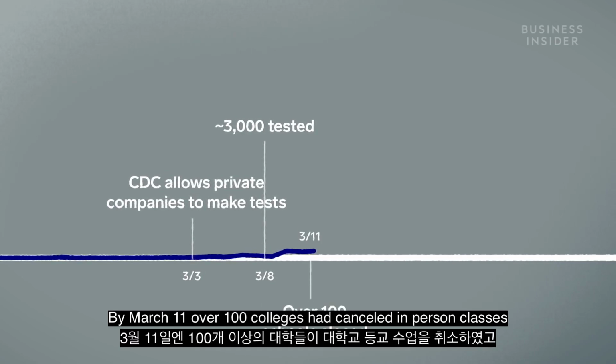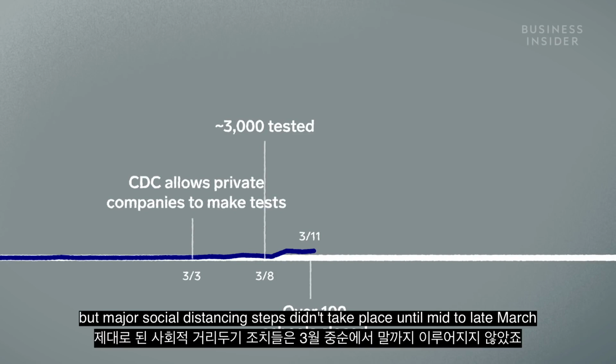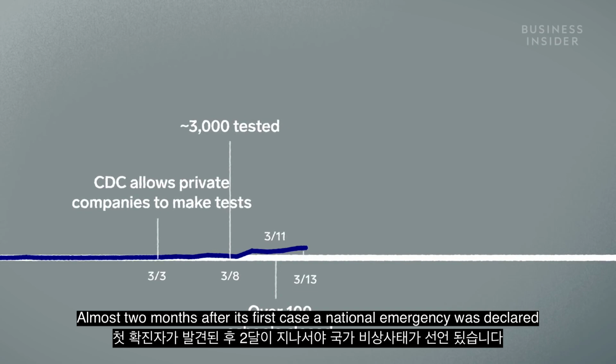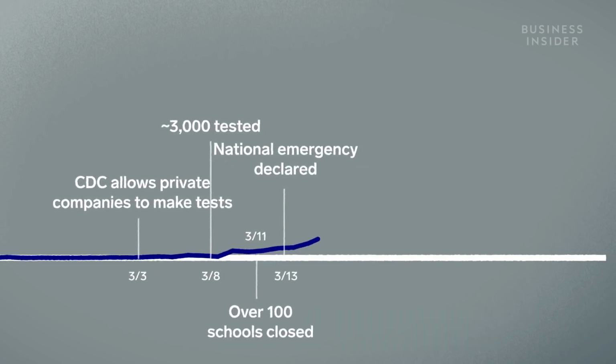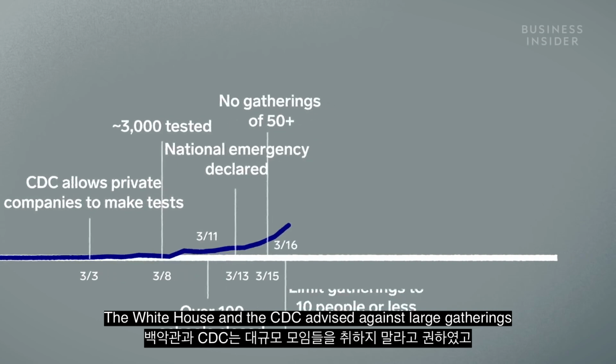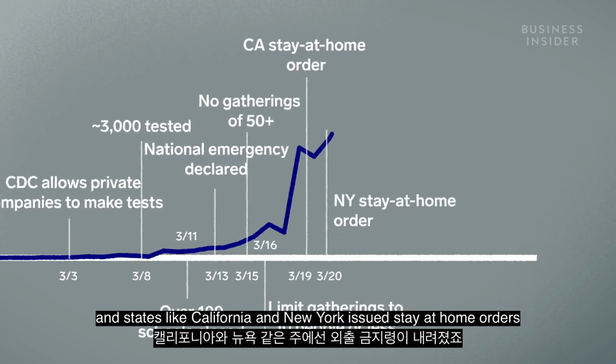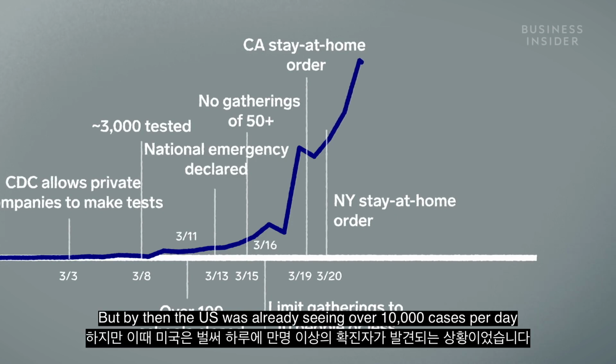By March 11th, over 100 colleges had canceled in-person classes. But major social distancing steps didn't take place until mid to late March. Almost 2 months after its first case, a national emergency was declared. The White House and the CDC advised against large gatherings, and states like California and New York issued stay-at-home orders. But by then, the US was already seeing over 10,000 cases per day.